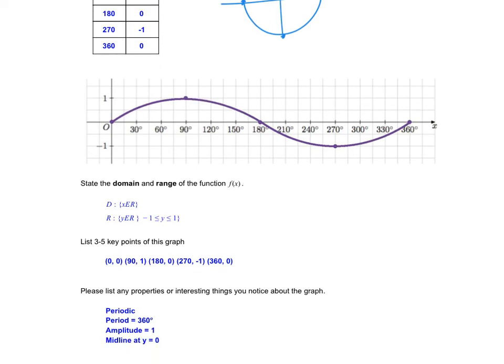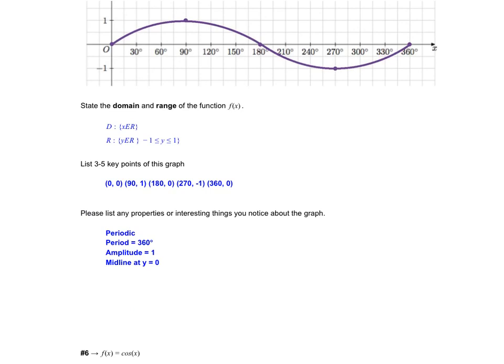In terms of properties, I listed all that periodic terminology. So this is a periodic function. The period is 360, so that's a full cycle. The amplitude is 1, and the midline is at y equals 0. And remember, for the amplitude, it's the distance from the midline to the max or min. And also the midline can also be called your central axis.